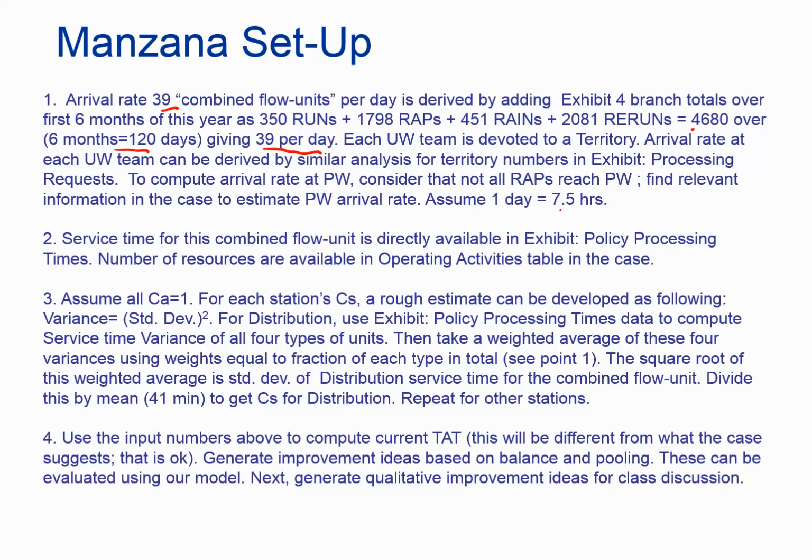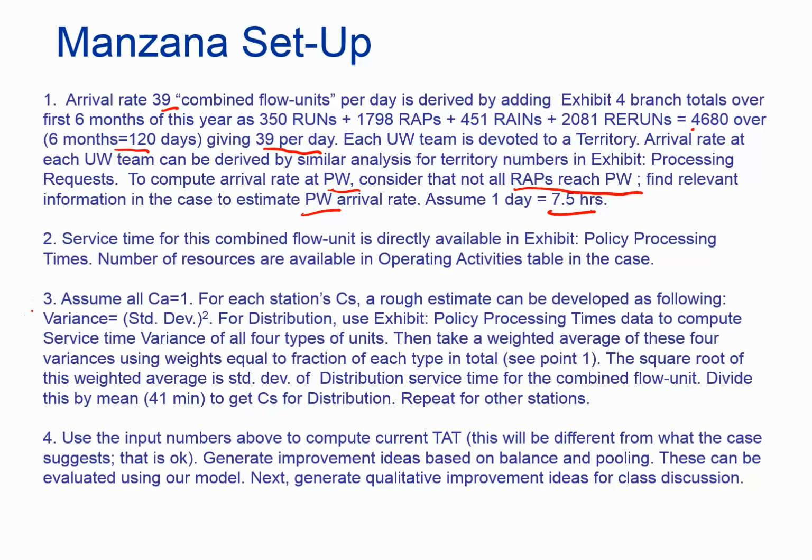I'm also assuming that there are 7.5 hours in a day, and at the policy writing stage, I'm requesting you to think about the fact that not all wraps reach policy writing, and find relevant information in the case to estimate the total arrival rate at the policy writing stage. The service time numbers I gave you on the previous slide, I can directly read from the exhibit called policy processing times, and you would be able to find that in the case.